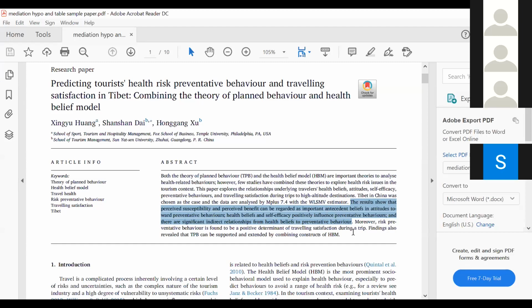Okay. Now, the results show that perceived susceptibility and perceived benefit can be graded as so and so, whatever he's saying. Now, this line is showing the results part. Chapter number 4, result and finding. And these are also two lines showing the final findings and conclusion of the research. Please read them.